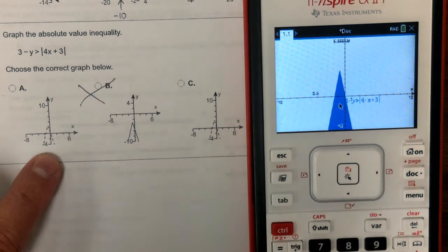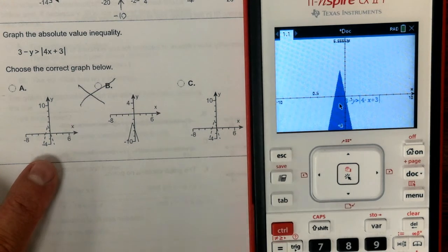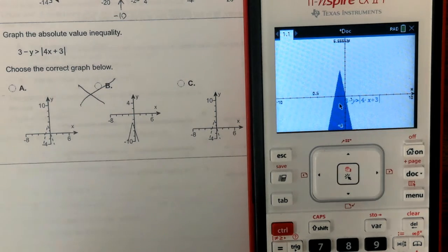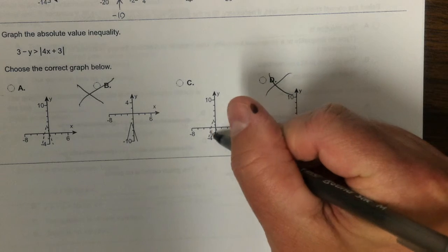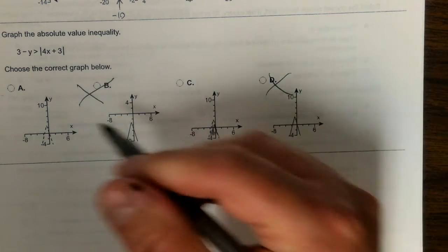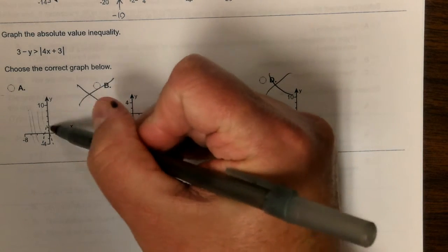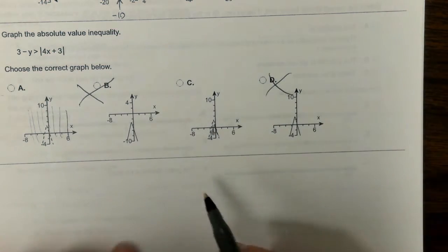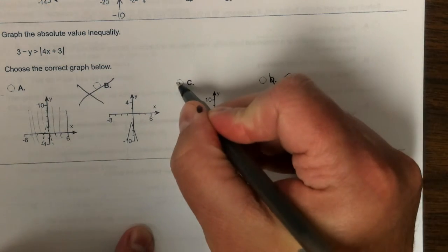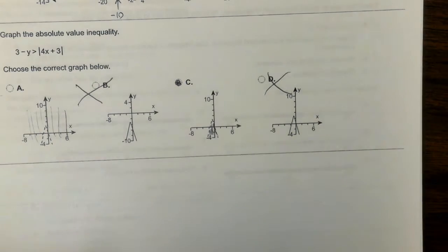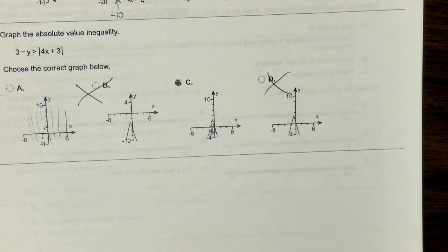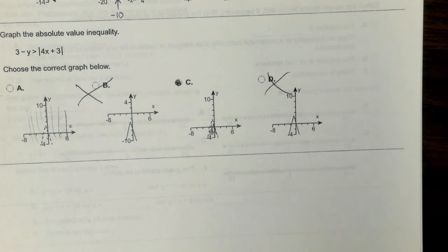I think the difference is that on the original, when it was printed, this one would be shaded this way, and this one would be shaded that way. And so we need to choose C. Because other than that, you know, they look identical. So when I did the printing of this, it didn't come through right.